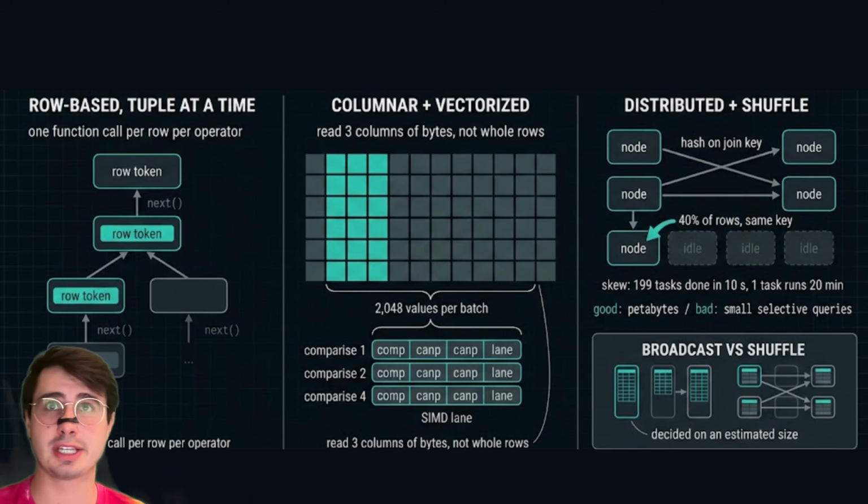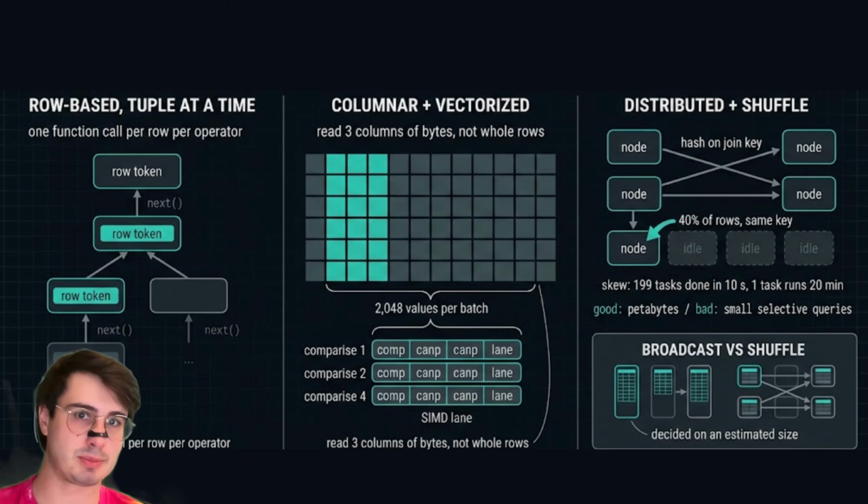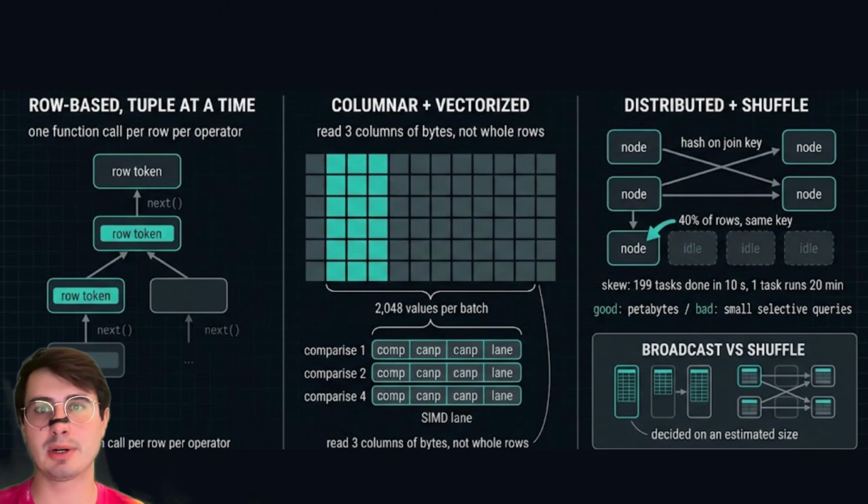So two things to know. First, if one side of a join is small, the engine broadcasts it, sending a full copy to every node, so no shuffle is needed for the big side. Broadcast versus shuffle is the most consequential decision a distributed planner will make, and it's based on the estimated size of the small side. So if that estimate is wrong, you either broadcast something huge and blow up executor memory, or you shuffle something tiny for no reason.